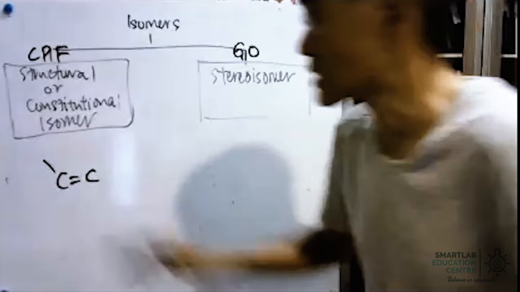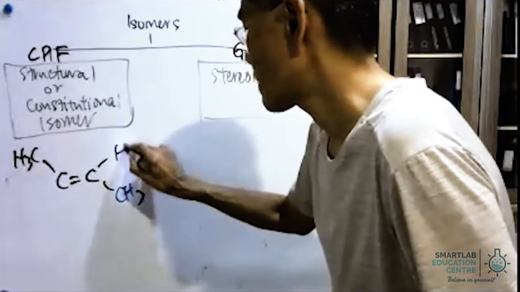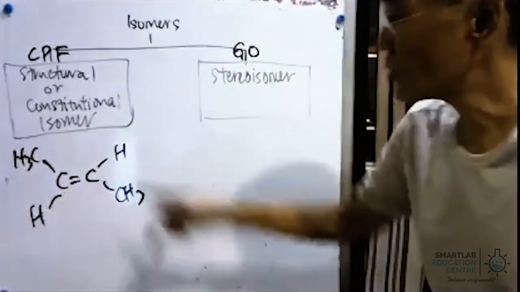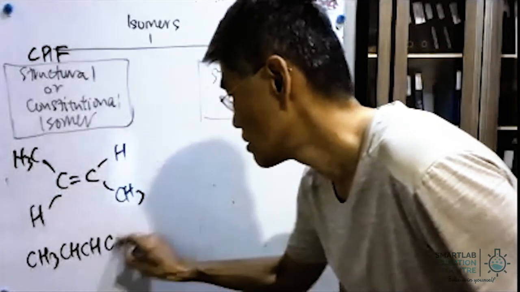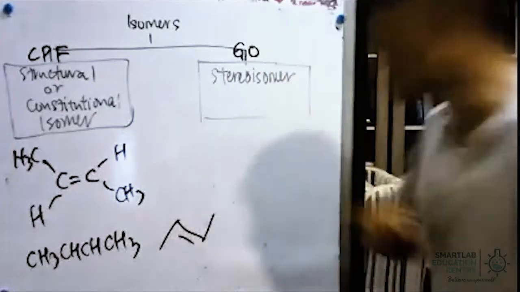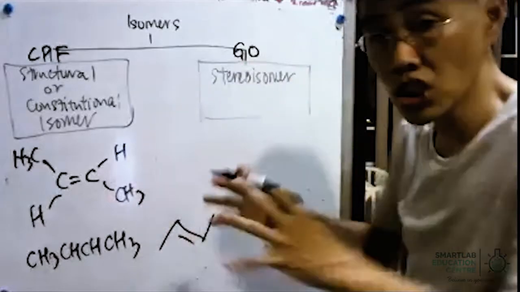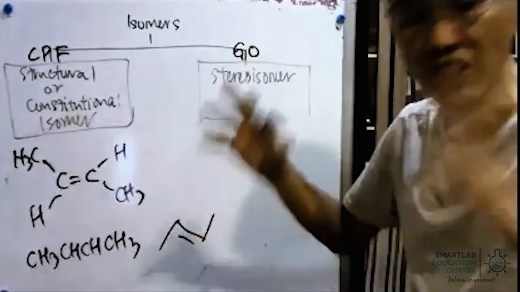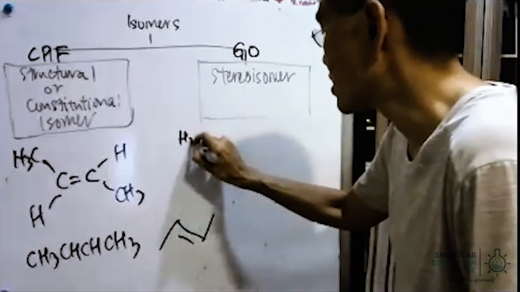A classical example that we always give is none other than your butene. This is an example. You can see that if I were to write the structural formula, it's like that. If I were to depict it by line structure, it's like this. However, there are two ways these molecules could position themselves in three-dimensional space, and they're not superimposable, which is this.